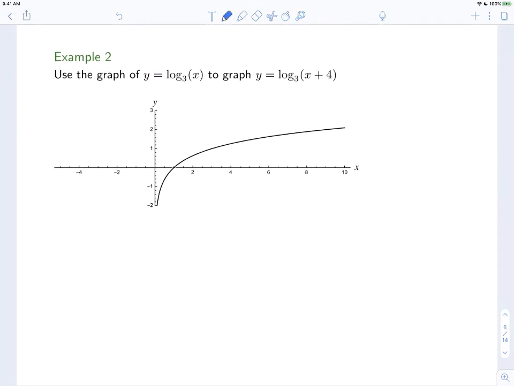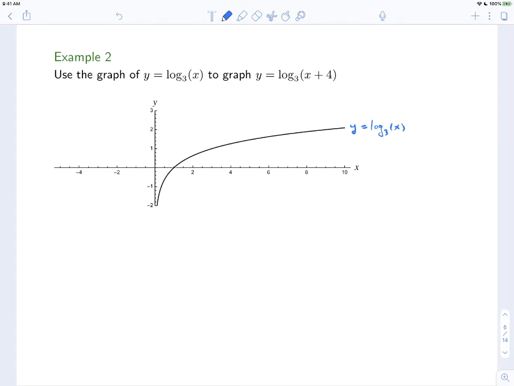In this example, we want to use the graph of y equals log base 3 of x, which is what's given here, to graph y equals log base 3 of x plus 4. Really, this is just the graph that you already see here, translated to the left by 4 units.